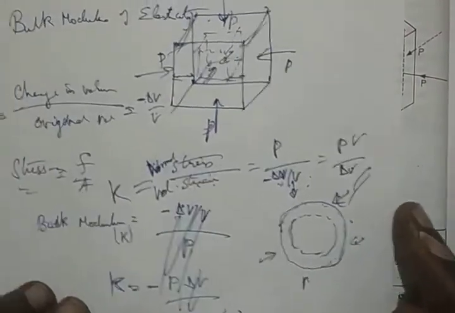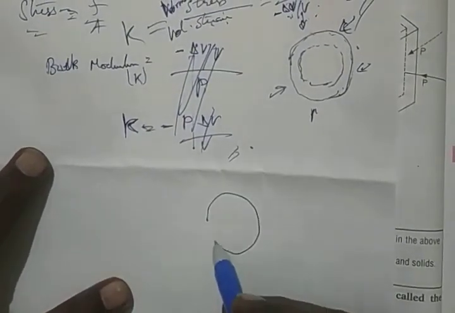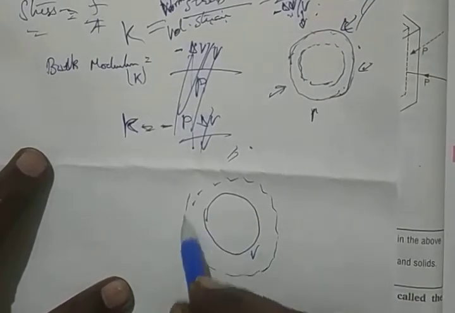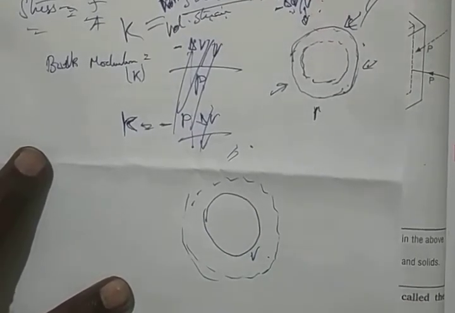Now you can ask a question: sir, okay, the volume is reducing, fine. Sometimes the body also swells to a bigger size. What happens? There is some expansion. This is the original volume. Now you got a changed volume, a bigger one. Then what happens here?